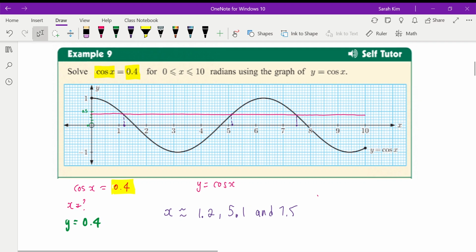Alright, we obviously can't do exact values, it'll just be approximate. So if I try inverse cos on the calculator and see what we get for 0.4, make sure it's in radians.